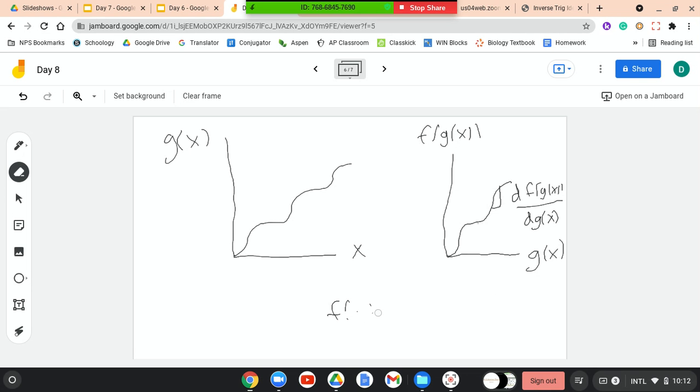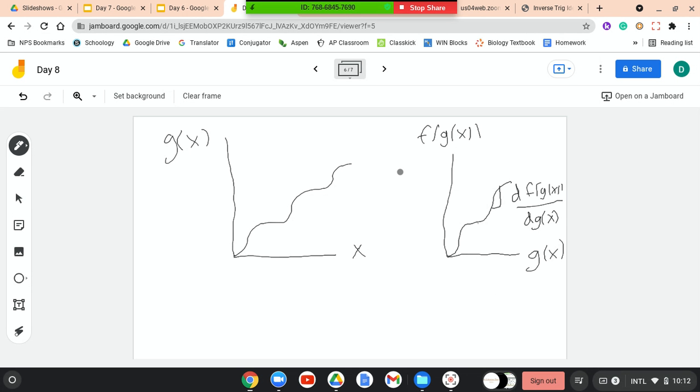But the problem is the derivative written in that way doesn't tell us the derivative of f of g of x with respect to x. It tells us the derivative of f of x with respect to g of x. And we want a derivative rule that will tell us how this function is changing with respect to x, not g of x. Does that kind of make sense? Yeah, I'm following that. Cool.